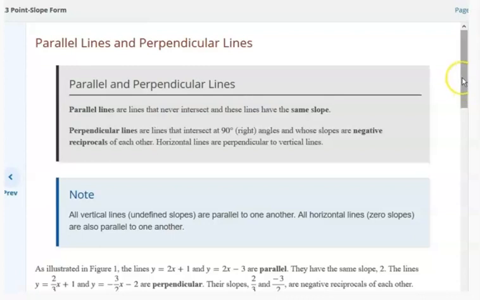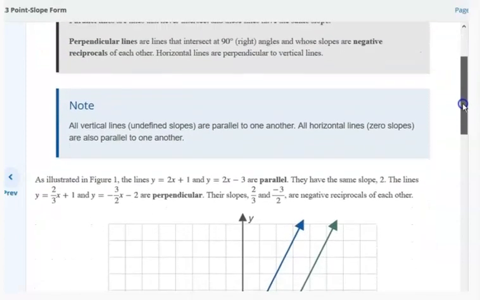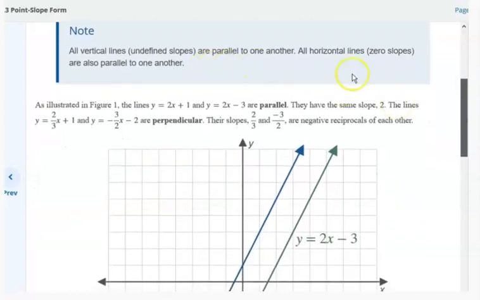Now, in this last part, they're introducing what are called parallel and perpendicular lines. And they're giving some review of things we've mentioned before, and I think it's a good idea to review.